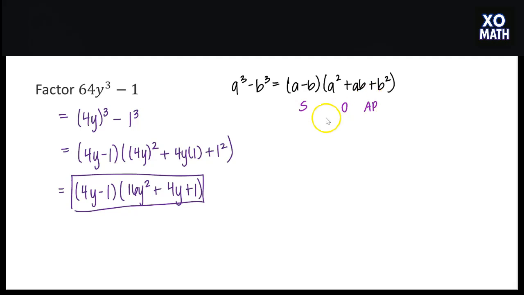So sometimes you see this acronym for the sum and difference of cubes as SOAP, because for a cubed plus b cubed, it's a plus b, the same sign, plus, and then a squared, opposite sign would be minus ab, and then always positive, b squared.